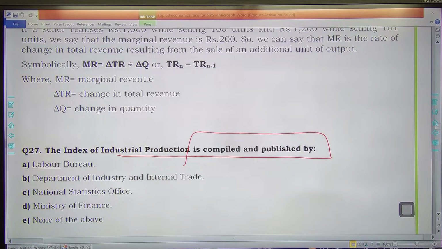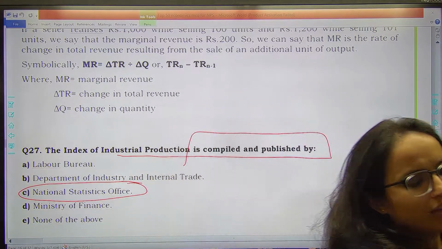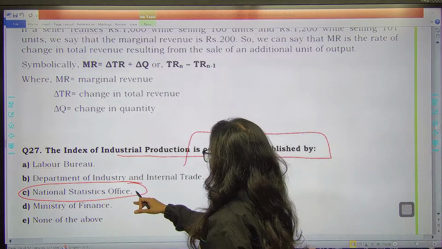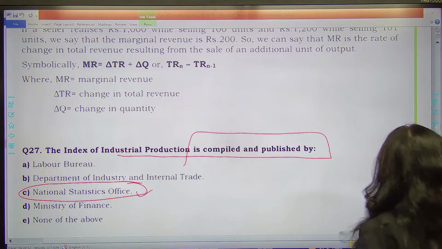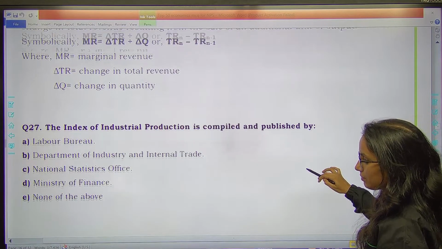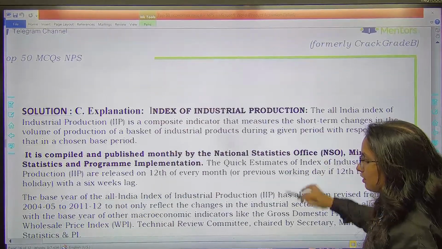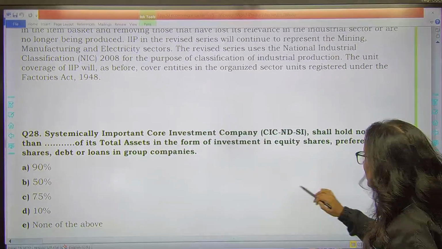Very good. IIP is compiled and published by NSO under MOSPI. Right? Remember, IIP is compiled and published by NSO under MOSPI. NSO. Next question. Very important one.